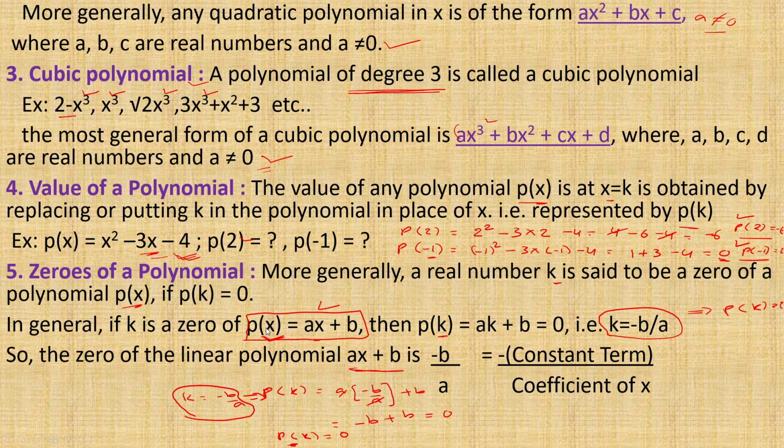So here the general expression for a linear polynomial is p(x) = ax + b. In this, if we substitute k such that p(k) = 0, we get k = -b/a. Then this -b/a is called the zero of the polynomial p(x) = ax + b. So what is the zero of this linear polynomial? -b/a, that is, minus the constant term by the coefficient of x.